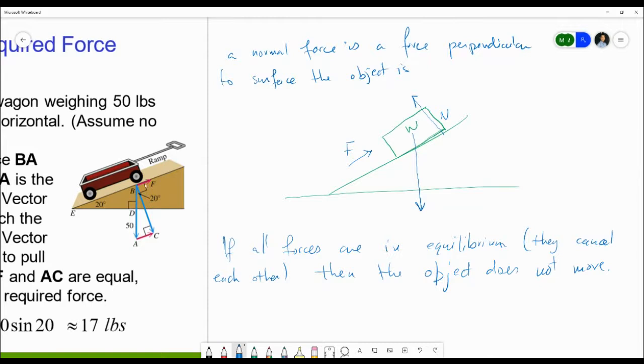Now, what happens if this wagon stays still? That means that you are applying the same amount of force in the opposite direction, because the wagon wants to roll down the ramp, right, due to gravity. But you are applying a force opposite to that, which prevents the wagon from moving backward. So that means that all three forces are counter-reacting with each other, which makes the wagon stay still.